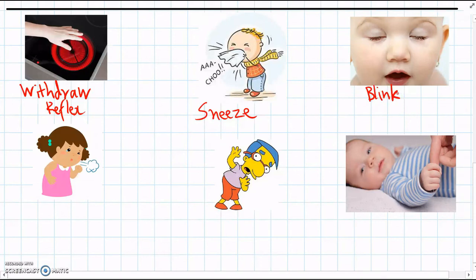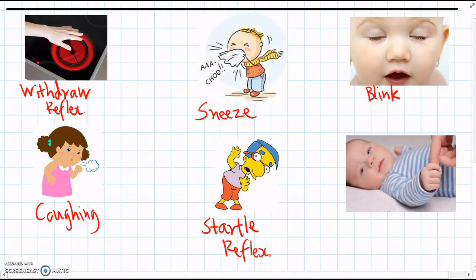Blinking is another type of reflex, as well as coughing. This one here is, if you ever get a fright, you might remember that you instantly duck your head down, curl your shoulders over, maybe you put your hands up to protect yourself. This is a whole lot of movements that happen all together, and we call it the startle reflex. And animals have evolved the startle reflex to protect their body if there's danger.